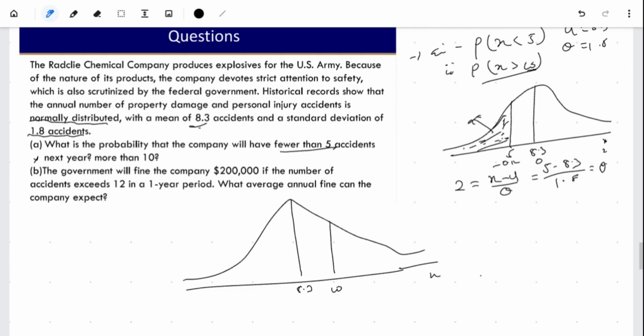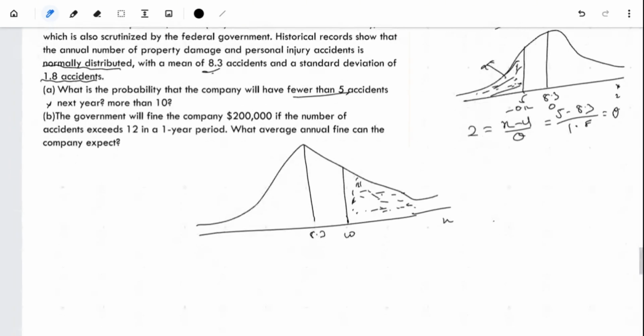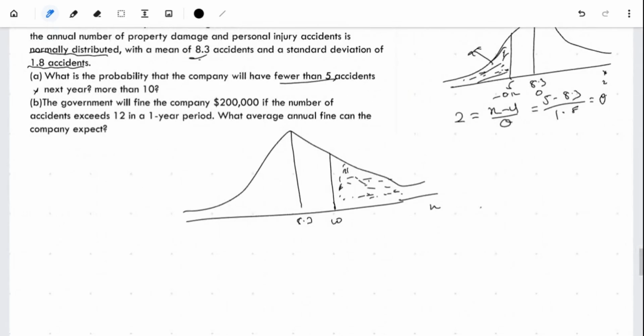So for the second one, they said it's greater than x, which means you're finding within this range, right? X is greater than 10, so you're finding within this range. Therefore, if you're finding above x, then when you find your z, our z is equal to our x minus our mean over our standard deviation. And here our x is 10, our mean was 8.3, our standard deviation was 1.8. So when you punch in the values, you get the z value, right?